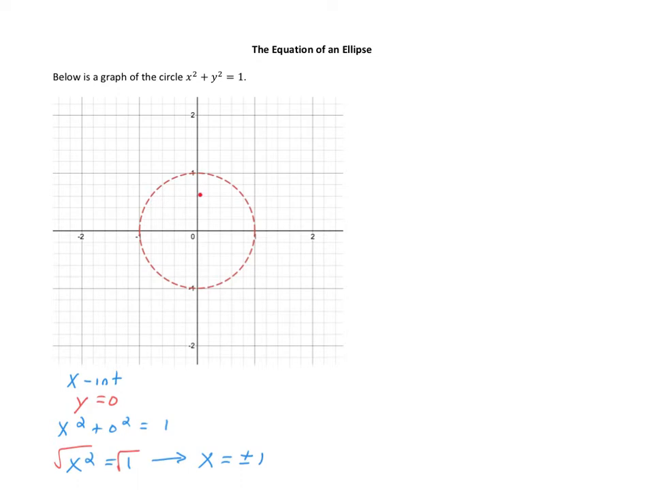Likewise, if you want the y-intercepts from this equation, this time you could let x equal 0 in the equation. And when you do this, the equation becomes 0 squared plus y squared is equal to 1, or simply y squared is equal to 1. And by the same logic, if you take the square root of both sides, you get that y is equal to plus or minus 1. So it's easy to find these 4 points, not just from the graph, but from the equation itself.